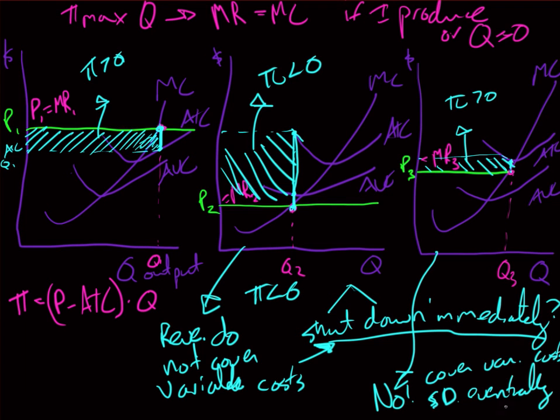Okay. This is the situation that we have. So these are the three possible scenarios. Positive profit, very happy situation. Losses, either shut down immediately or keep operating, because if you shut down immediately, you're going to lose more money than if you keep operating for the rest of the year.